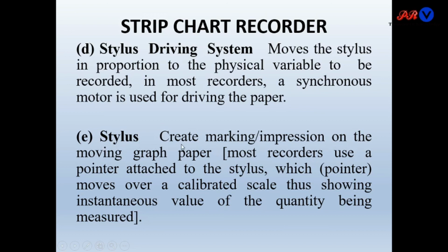The stylus creates a marking impression on the moving graph paper. Most recorders use a pointer attached to the stylus, which moves over a calibrated scale, thus showing the instantaneous value of the quantity being measured. So this stylus is used to mark or put the impression on the moving graph paper.